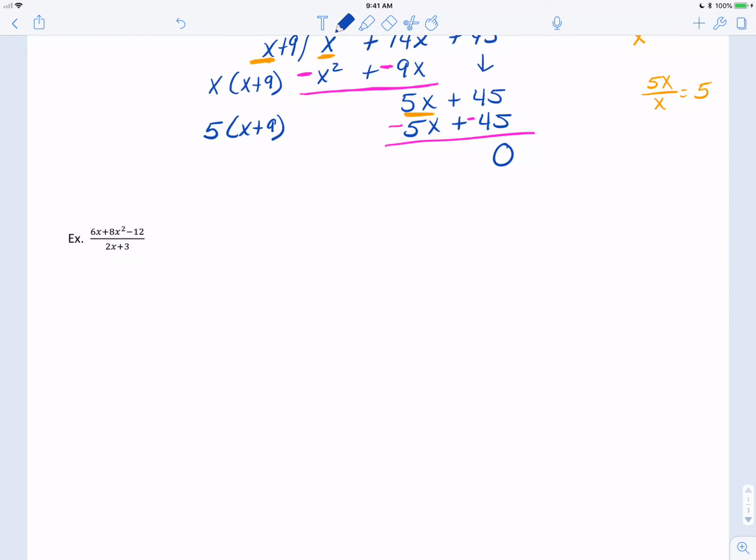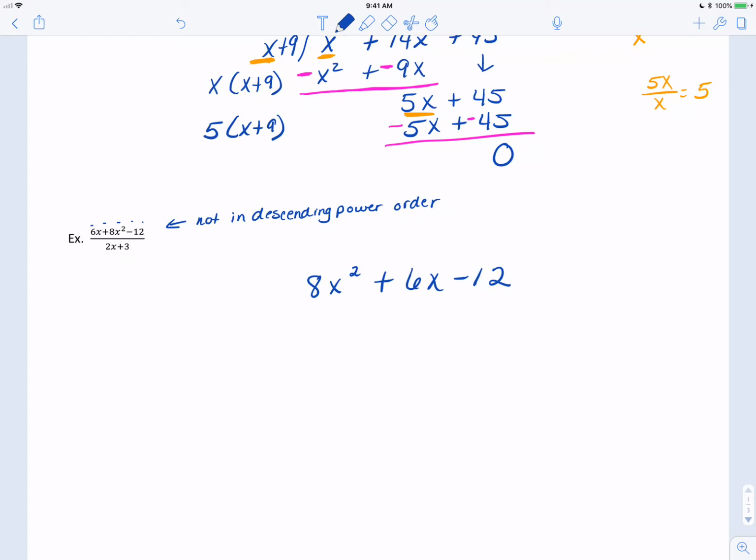So our next example, just notice that it is not in descending power order. So we're going to have to put it in descending power order so that we can multiply. Just watch the signs, carry the sign that's in front of the number along with it. All right, so our first term would be 8x squared. We have a positive 6x and we have a negative 12.